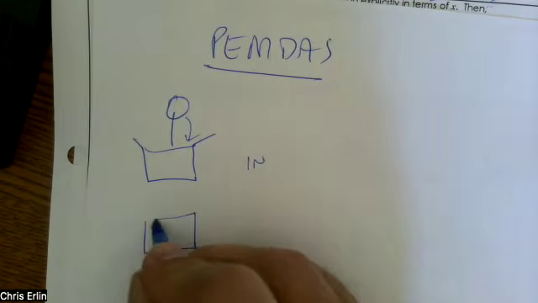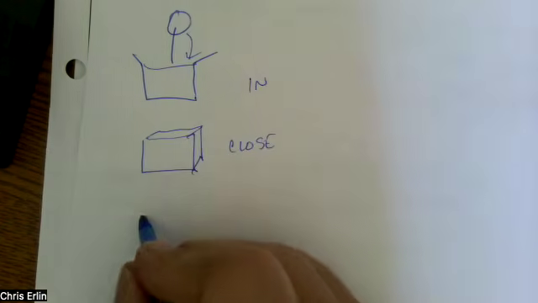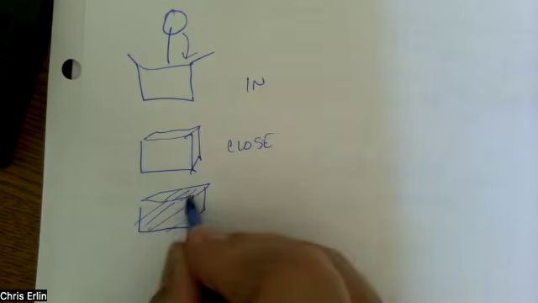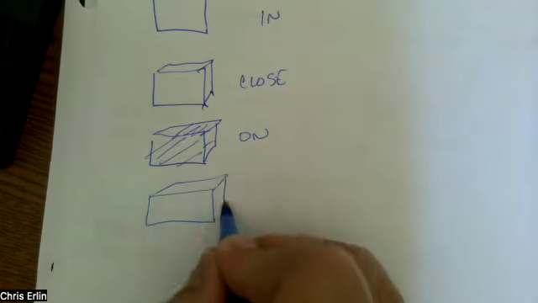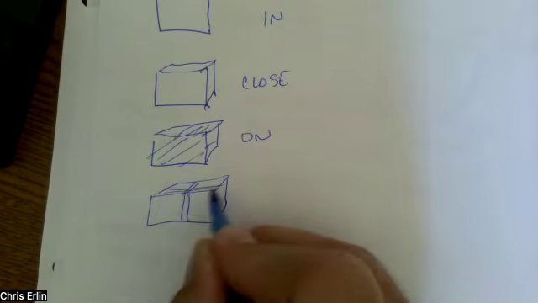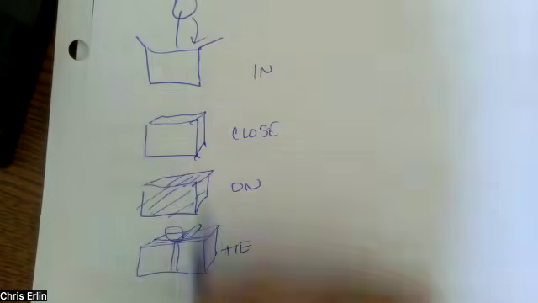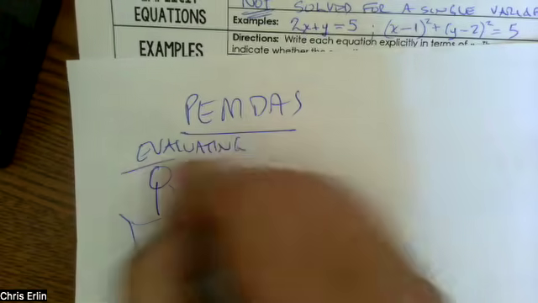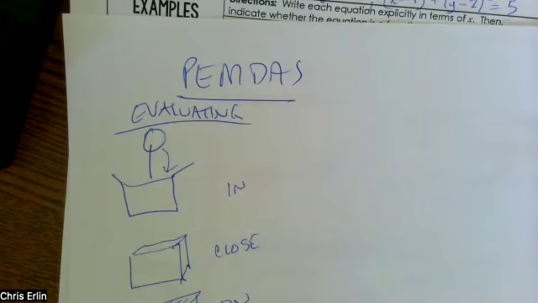Then you close the box. Then you put wrapping paper on. Then you tie the bow. You guys agree? Now, this is what you do if you're evaluating. If you're given numbers in an equation, you plug them in and you have to follow PEMDAS in that order.